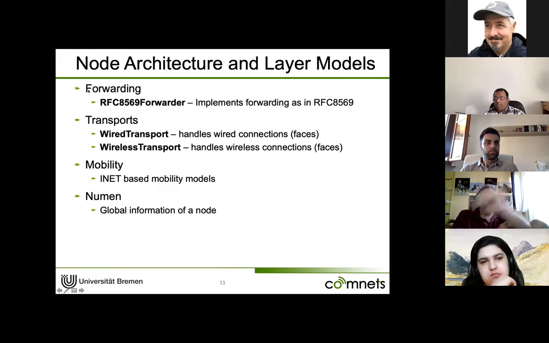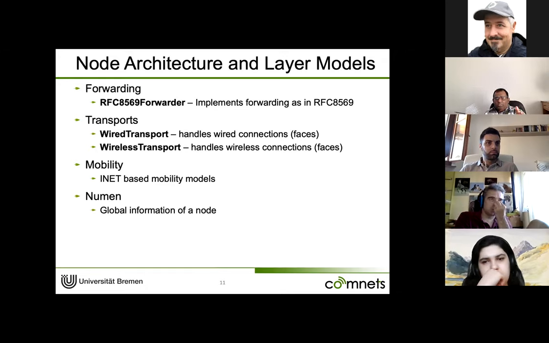And the forwarding is based on RFC 8569, the RFC that the IETF standard published in 2019 describing the behavior. Of course, there is also this other RFC, I forget its name, that describes all the message formats. So we try to conform to these two RFCs.